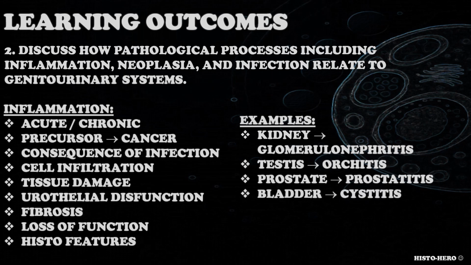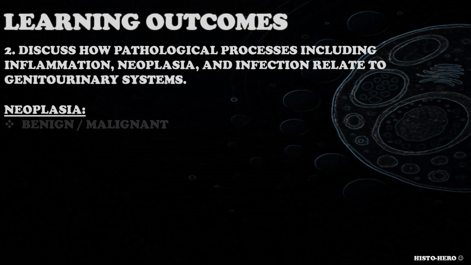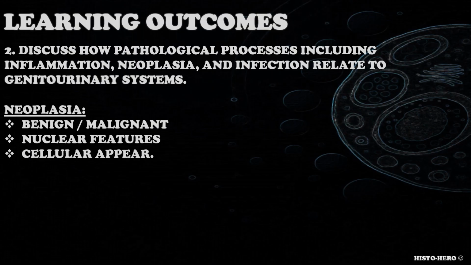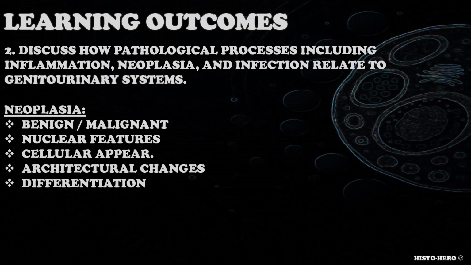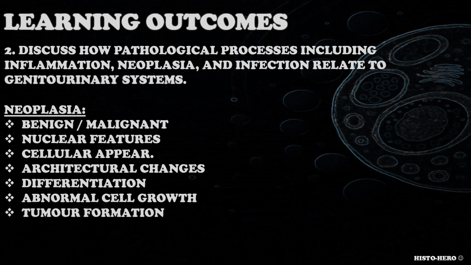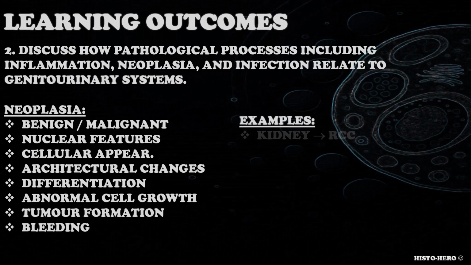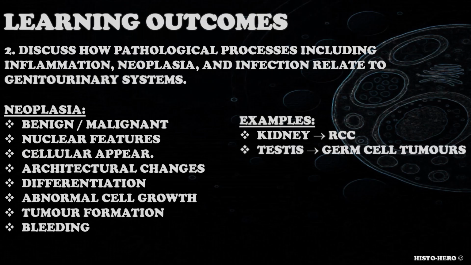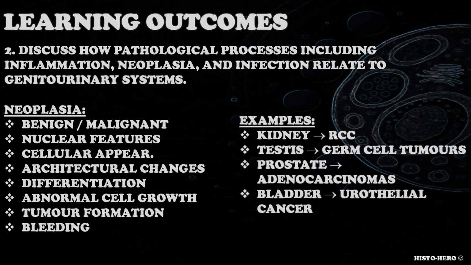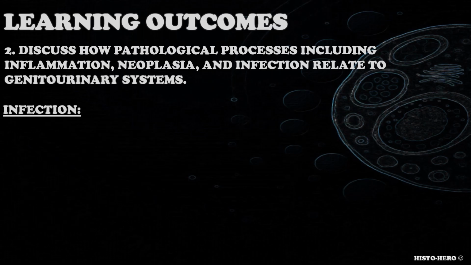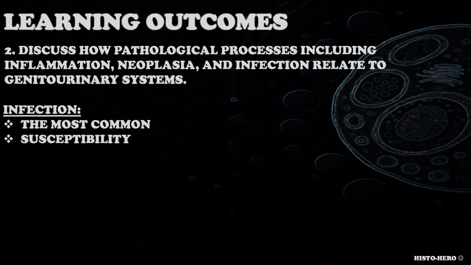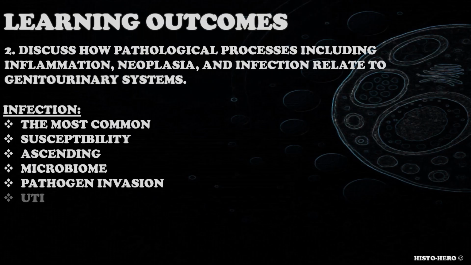Bladder and cystitis. Neoplasia, benign and malignant type, nuclear features, cellular appearance, architectural changes, differentiation, uncontrolled abnormal growth of cells, tumor formation, bleeding. For example, kidney and RCC, testis and germ cell tumors, prostate and adenocarcinomas, bladder and urothelial carcinoma. Infections being the most common pathologies, susceptibility due to exposure to external environmental pathogens. Most common are ascending, moving from urethra upwards to bladder or kidneys, urinary microbiome and its role in infection, pathogen invasion, UTIs leading to cell injury, DNA damage.